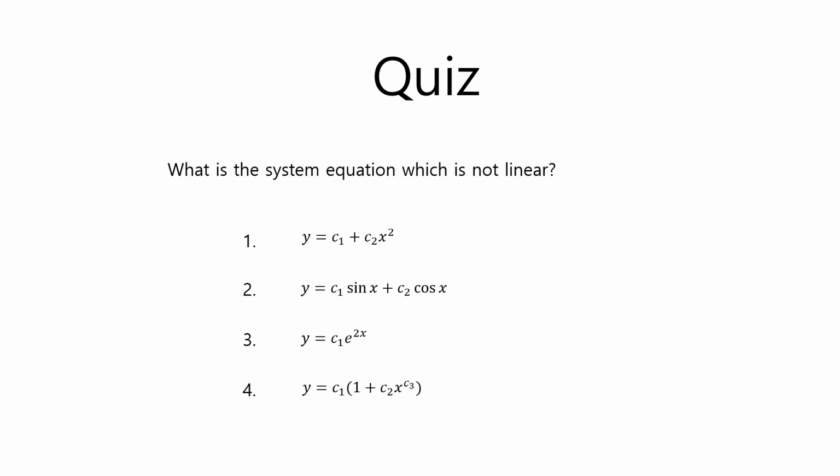Let's take the quiz. Which of the following system functions does not have a linear form? Please choose one of the four options here. Number 1 is a quadratic function, number 2 is a trigonometric function, number 3 is an exponential function, and number 4 is a function whose coefficient is within the argument of the exponential function.